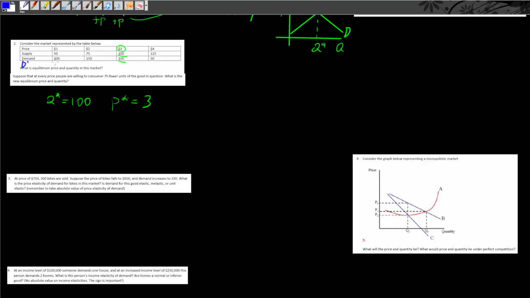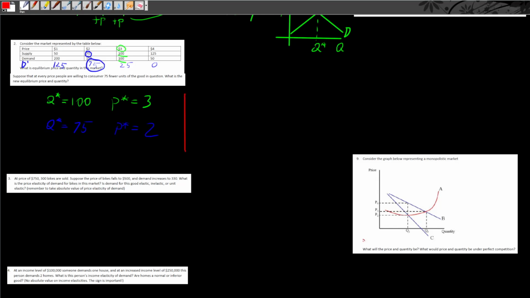So 200 minus 75 is 125. 150 minus 75 is 75. 25. And then would be negative 25, but the demand curve won't go below 0. So we'll just set it to 0. And so we can see here that the new demand curve is equal to the supply curve at 75. So after the change in demand, we have a Q star of 75 and a P star of 2.